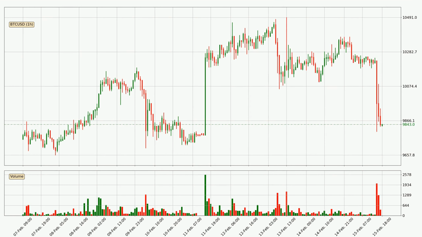Looking at the Bitcoin hourly time frame, the price moved quickly to the downside with around 4.7% in the last 24 hours, with a current price of $9,843. The volume was also high, showing that this move was strong and the sellers are taking over.